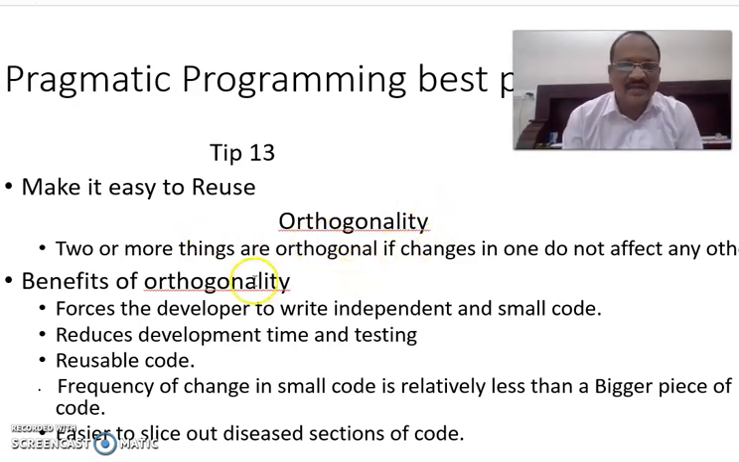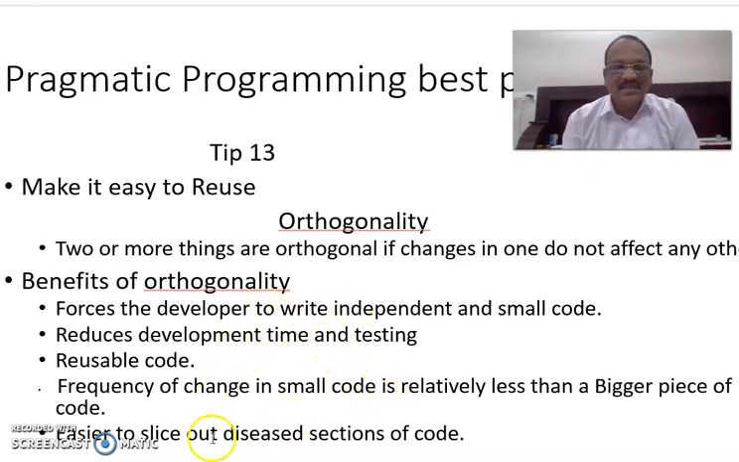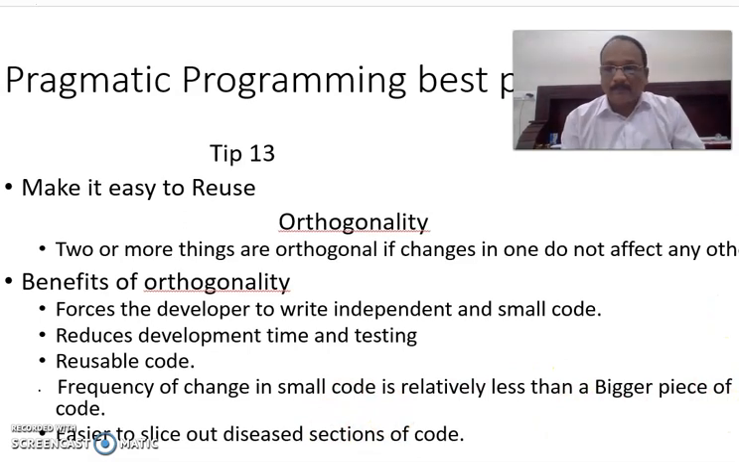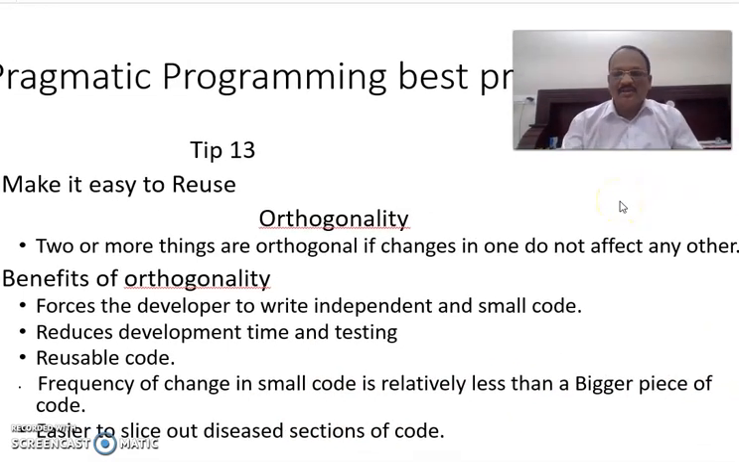Orthogonality. What is orthogonality? Two or more things are orthogonal if changes in one do not affect the other or any other. When you make changes in some place, it should not affect the other place. That is orthogonality.